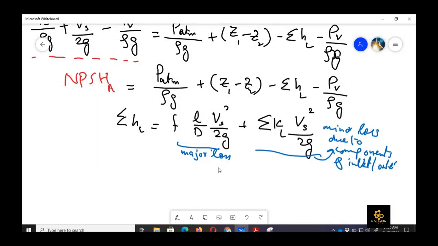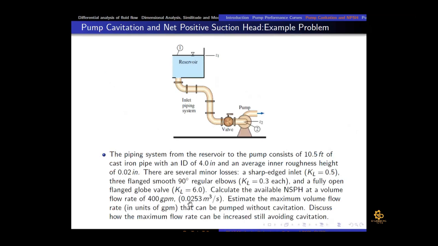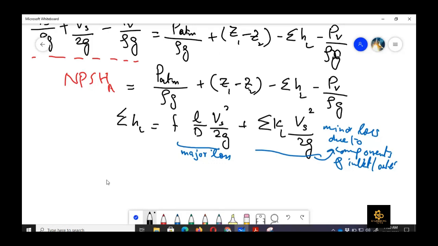We don't know that, because Vs is the velocity. So in order to get the value of Vs, we need to calculate it from the volume flow rate, that is 0.0253 meters cubed per second. If I want to calculate the velocity inside the pipe, which would be equal to Vs, that would be equal to volume flow rate divided by the cross-sectional area, which is pi by 4 d squared. So that is equal to 0.0253 divided by pi by 4 into d squared, where d is 4 inches.